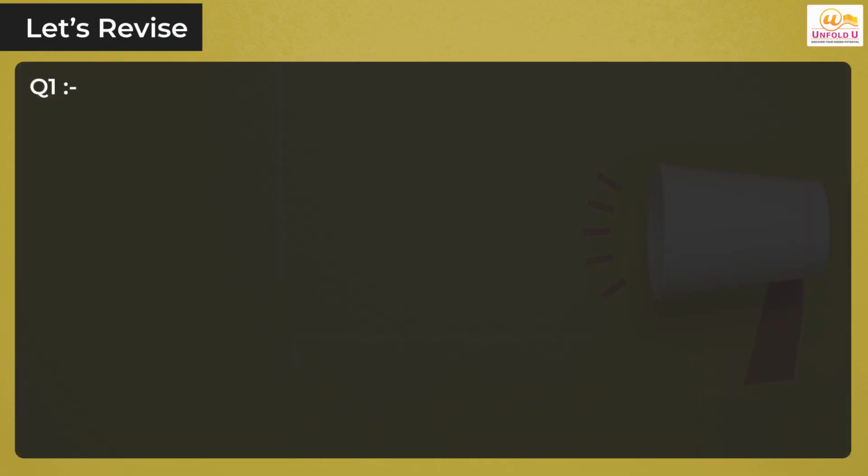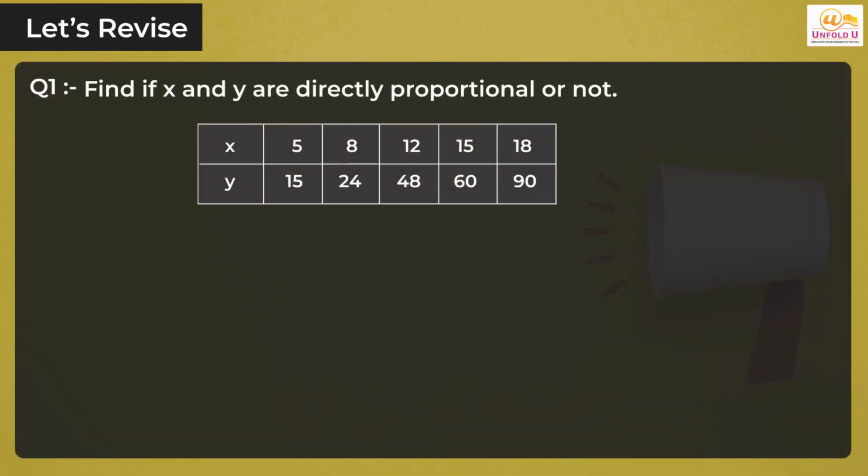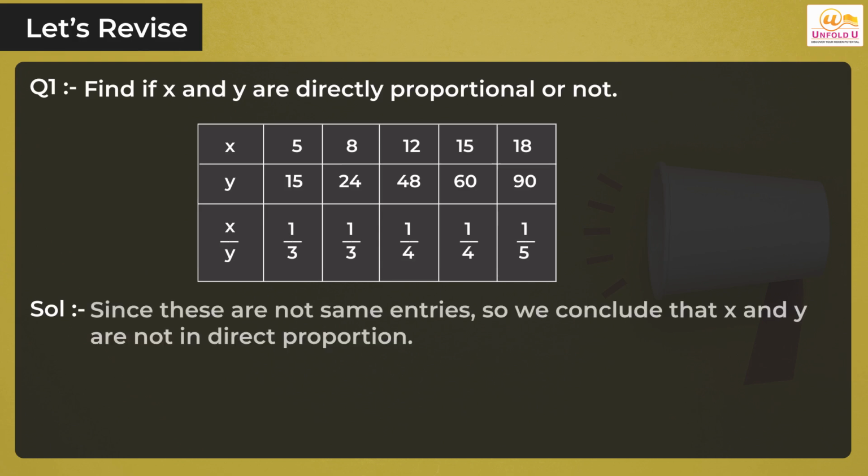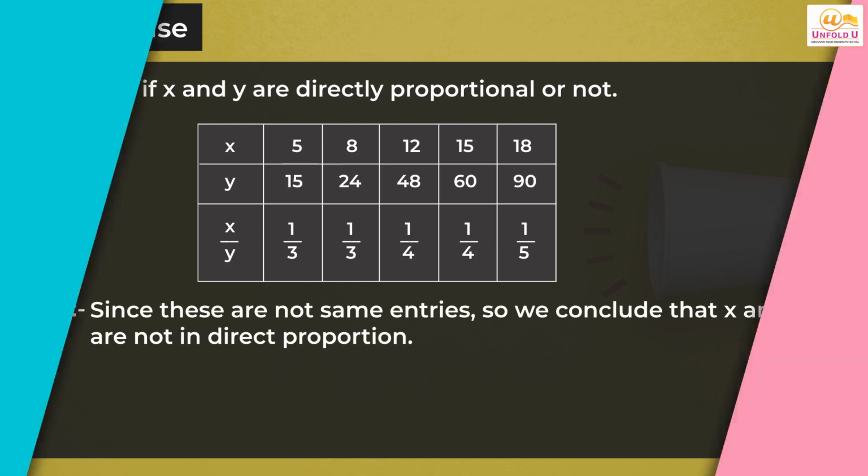लेट्स रिवाइज सम क्वेश्चंस. So the first question is, find if x and y are directly proportional or not. To find whether they are directly proportional or not, we need to find the ratio x upon y. Completing the table, we will have the given entries for x by y as 1 by 3, 1 by 3, 1 by 4, 1 by 4 and 1 by 5. Since these are not the same entries, so we conclude that x and y are not in direct proportion.